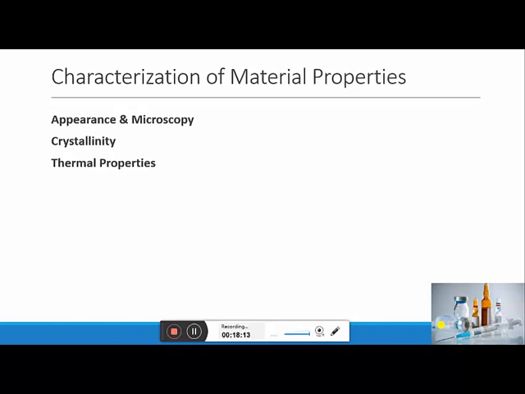Next one is crystallinity. Crystallinity is the arrangement of crystal lattice or molecules in crystalline substances, and that can be determined by XRPD, that is X-ray powder diffraction pattern.